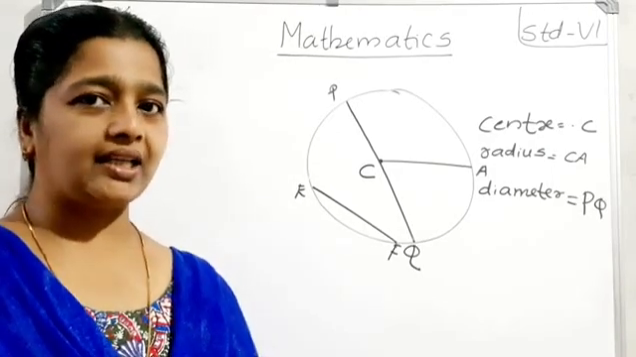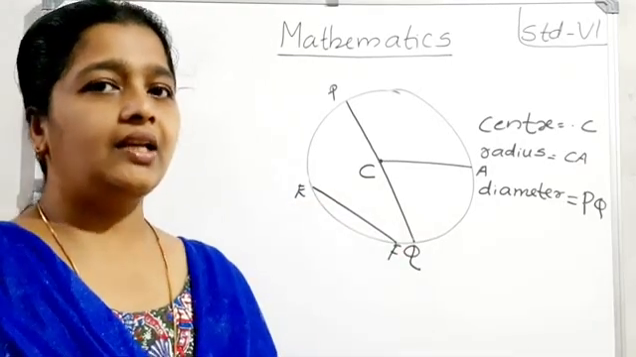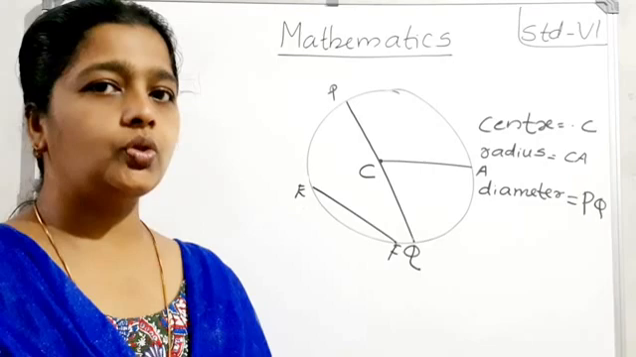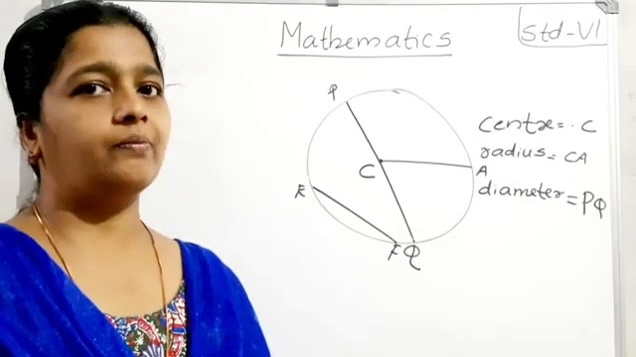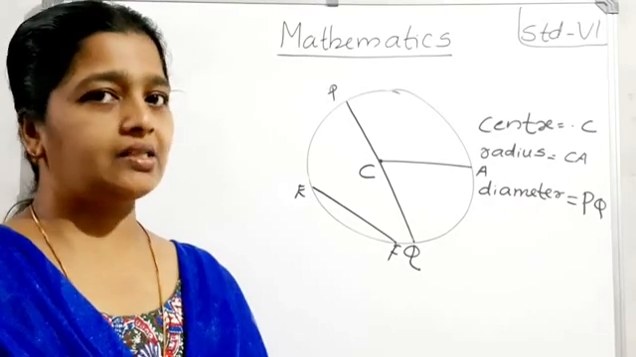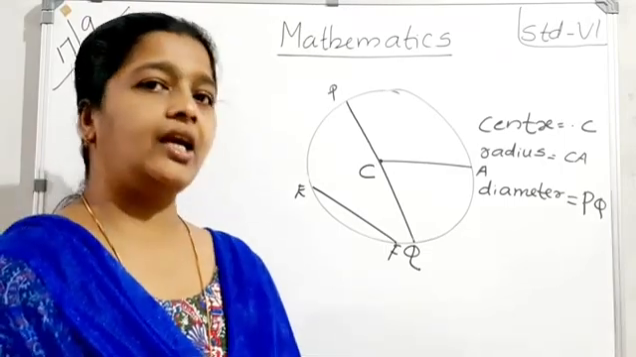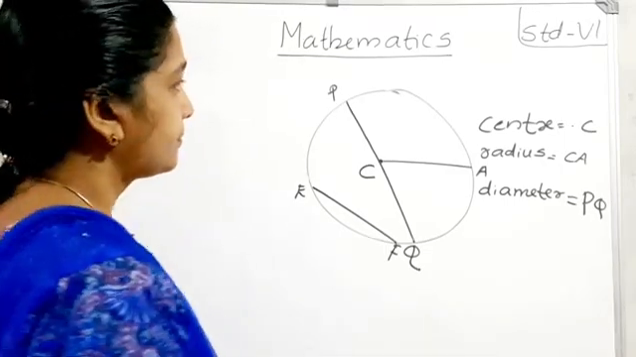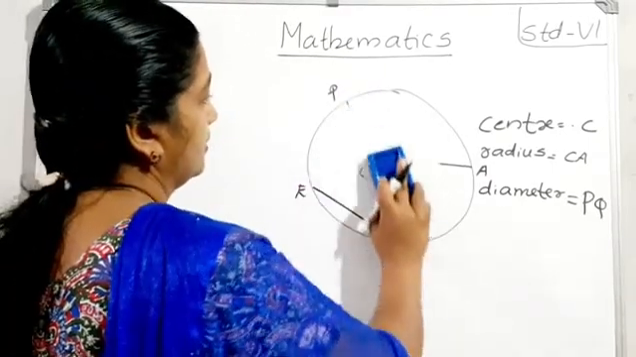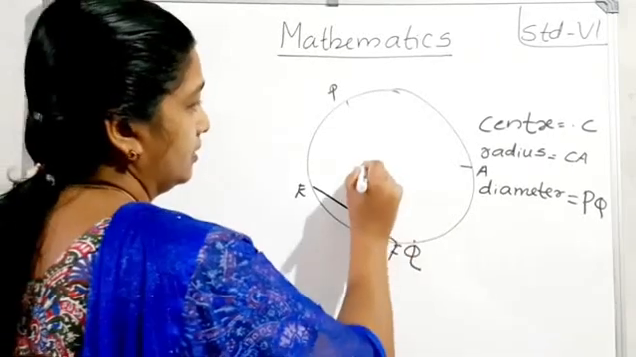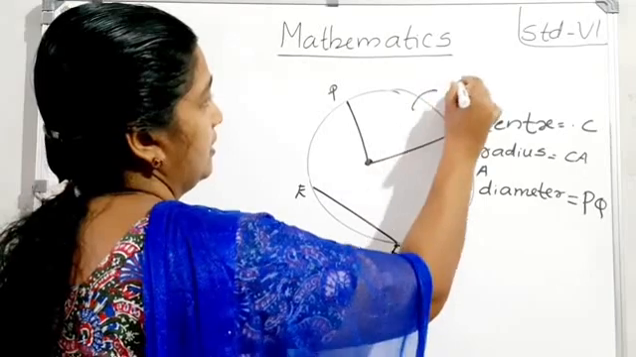The diameter divides the circle into 2 equal parts. Each one is called a semicircle. Understand? 2 semicircles. Next important, what is a sector? Sector means, listen, this portion is called a sector.